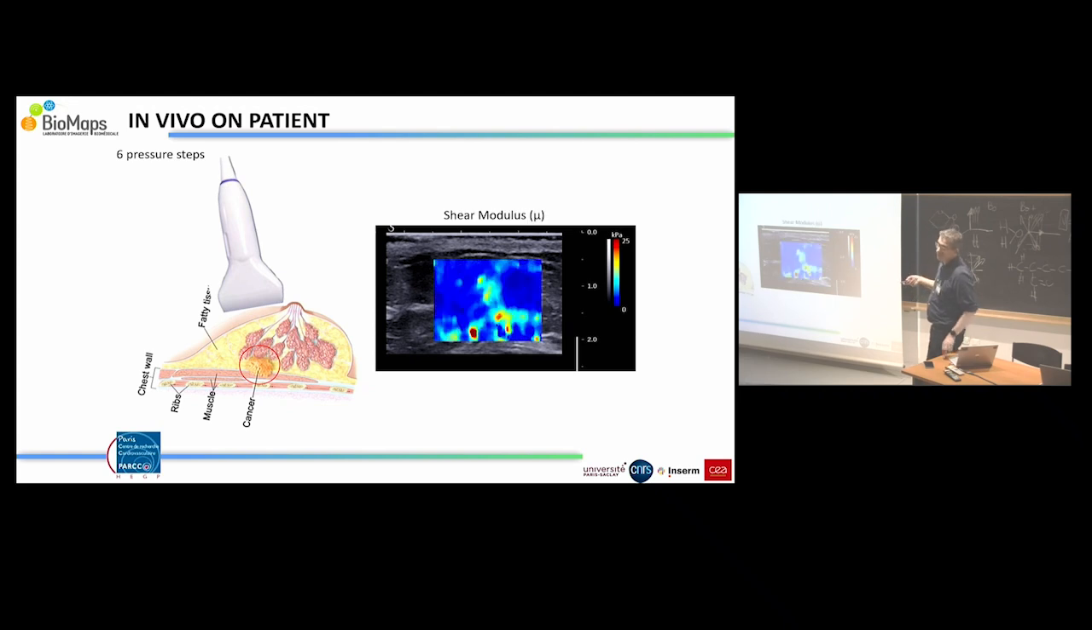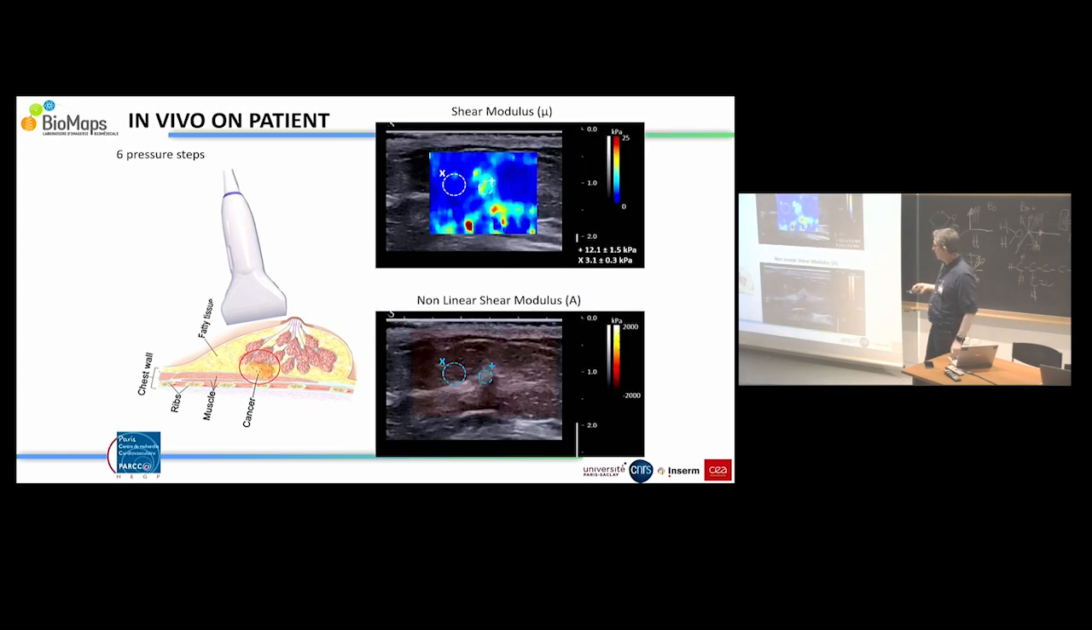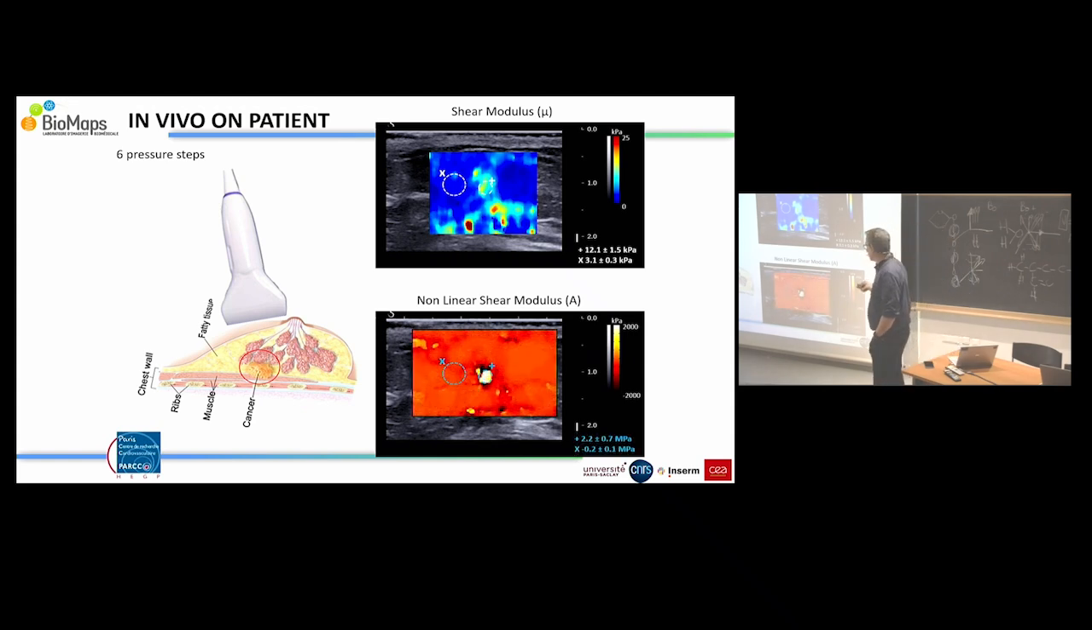If you do the shear modulus, sometimes the shear modulus doesn't change so much. So here you have a small increase, but it's not clear, really not clear. If we apply our compression steps, you see that the last one is quite different. And if we calculate the nonlinearity, we get a beautiful contrast on the cancer directly on the device. So it can help you, when the shear modulus is not precise enough, to have new information to better characterize your pathology.